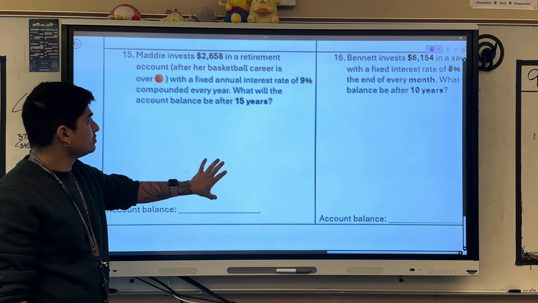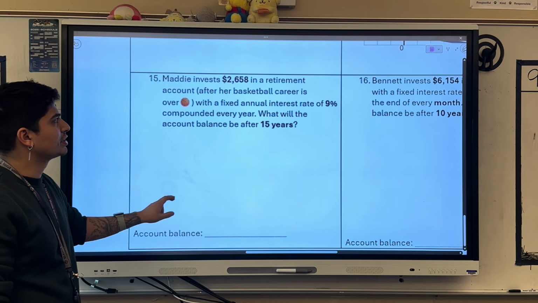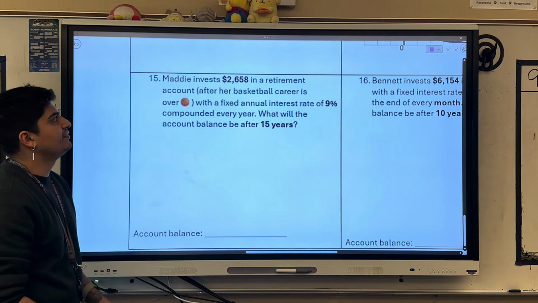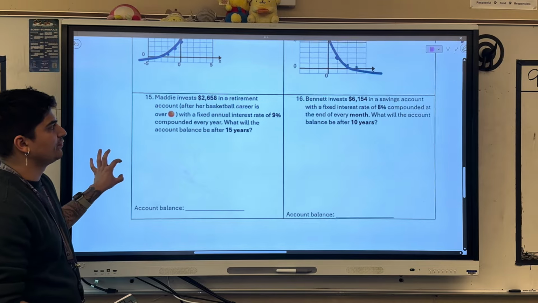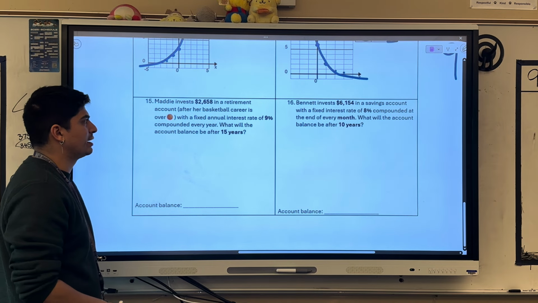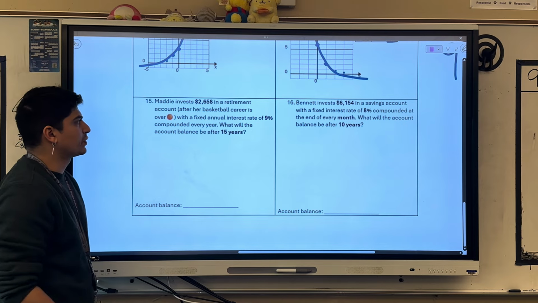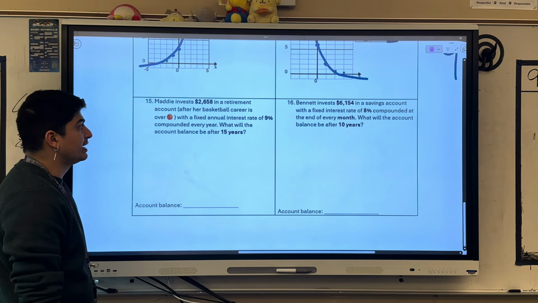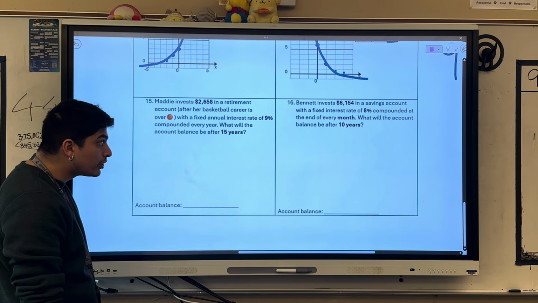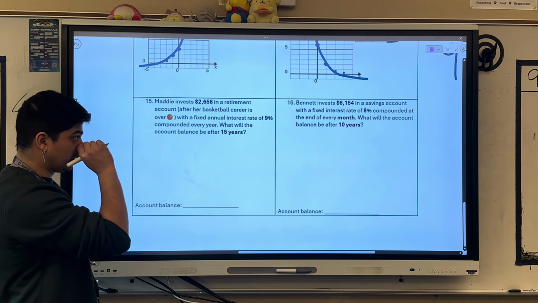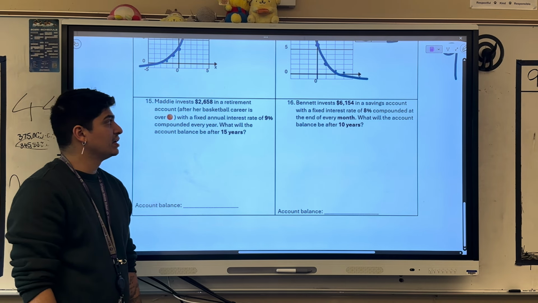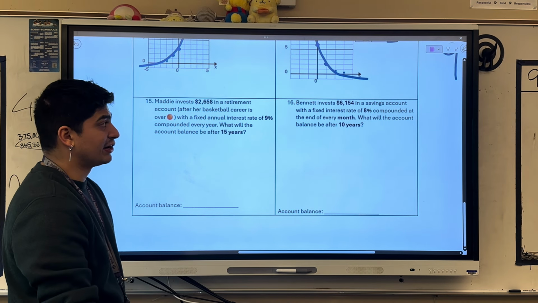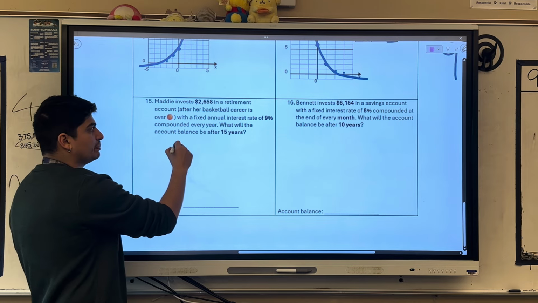Alrighty, final two questions. On this one, we're talking about compound interest. So Maddie invests $2,658 in a retirement account after her basketball career is over, with a fixed annual interest rate of 9% compounded every year. What will be her account balance after 15 years? It's actually more of a simple one, because it's just compounding every year. So this one's actually very simple.